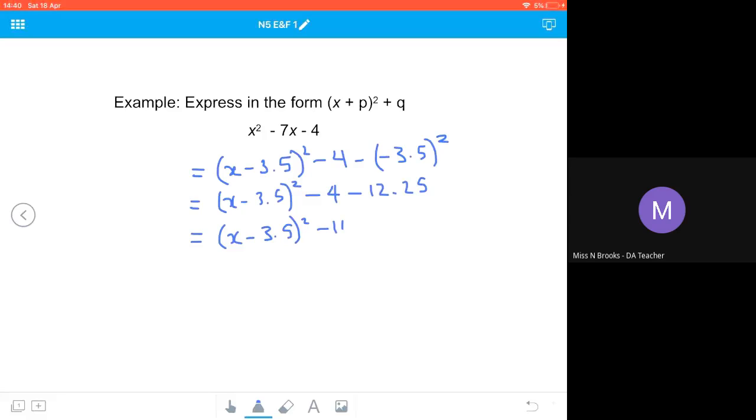And so our final answer is going to be x minus 3.5 squared, and minus 4 minus 12.25 is minus 16.25. Now, as I said, you could write it as a fraction. So you could have x take away 7/2 all squared, and that would be take away 65/4. So either write it as a decimal or write it as a fraction.